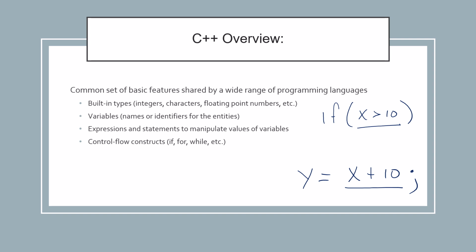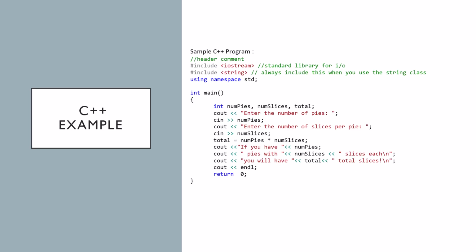So we have conditions and flows of control: conditions like if else, and loops: for, while, and do while loops. We have functions. We have programmer-defined types. You can define your own structs and classes. And we also have library functions. So here's a sample program.